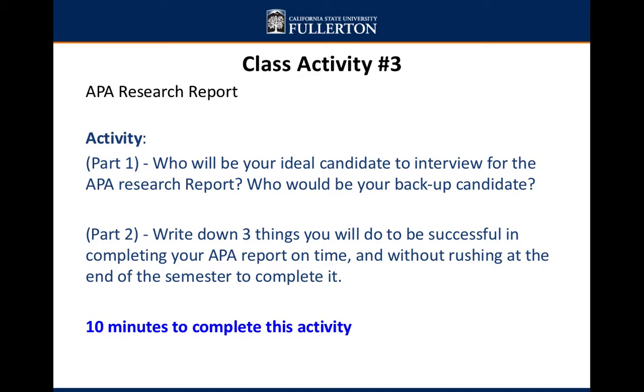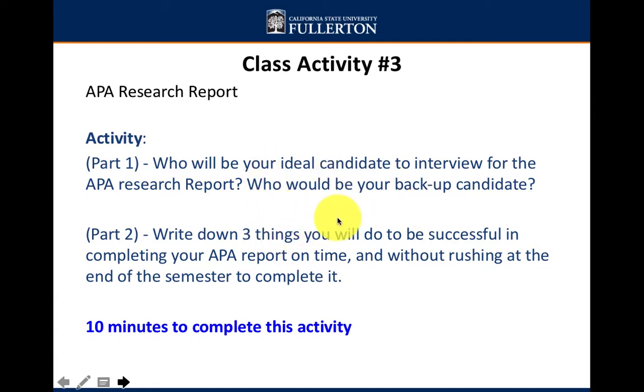We're going to go over our APA research report. Once we are done going over the APA research report, come back in here and complete class activity number 3. Class activity number 3 will have to do with your research report that you're going to be completing for this class. In your activity, you're going to pick an ideal candidate that you're going to interview for the APA research report. You're going to provide me a backup candidate as well.